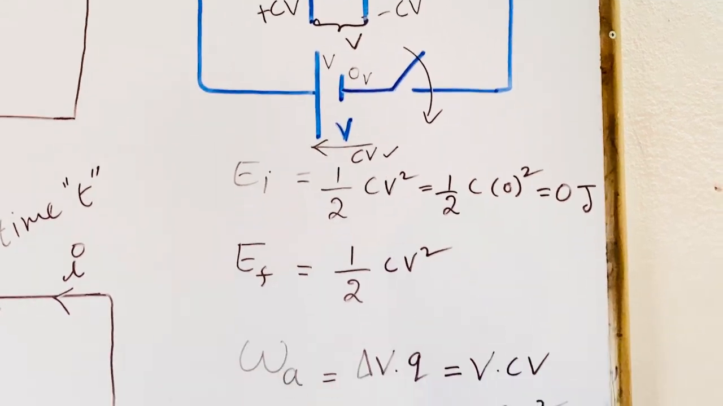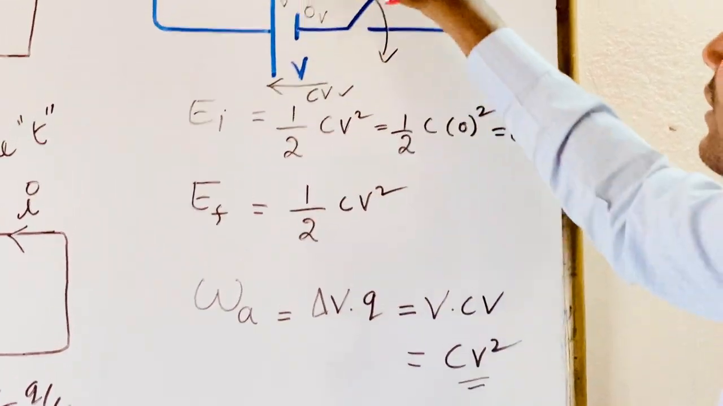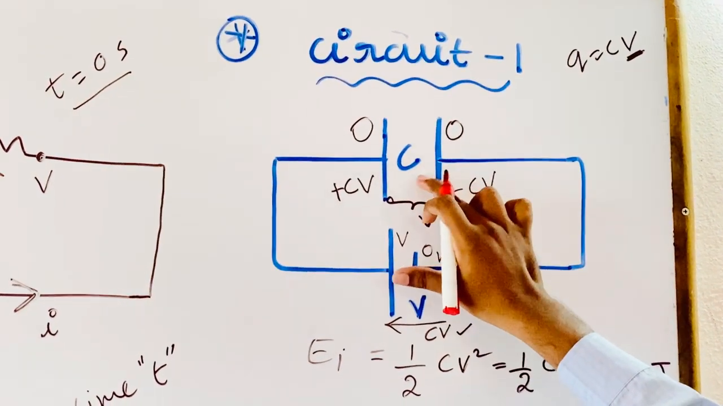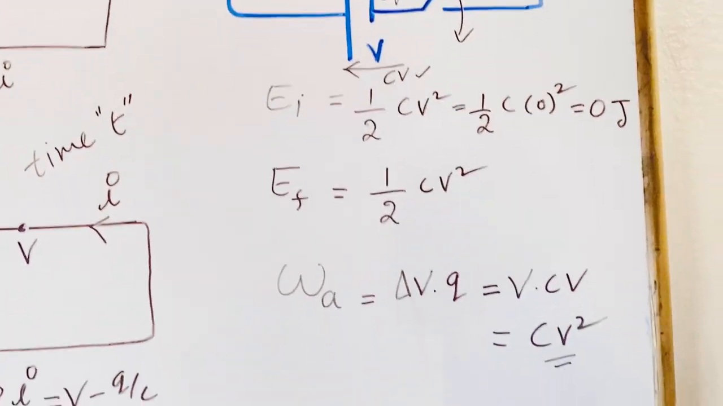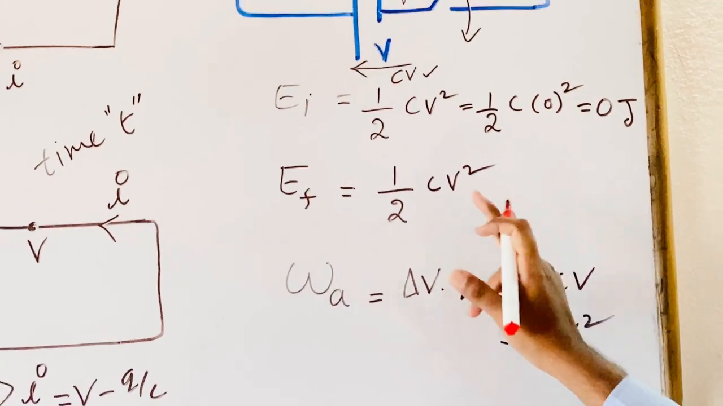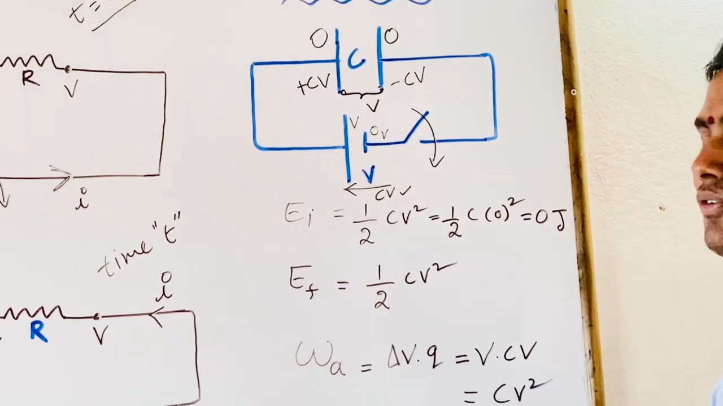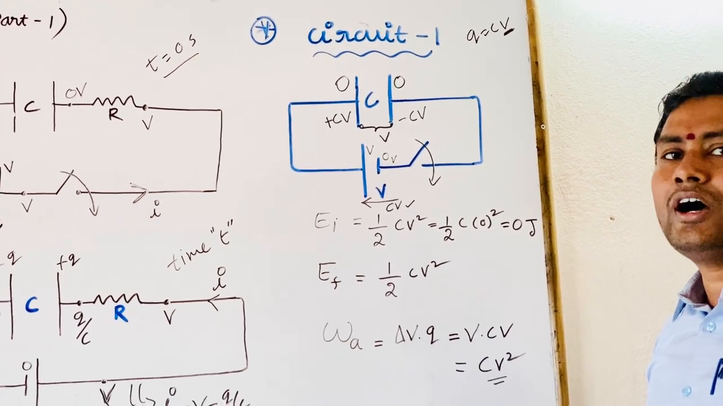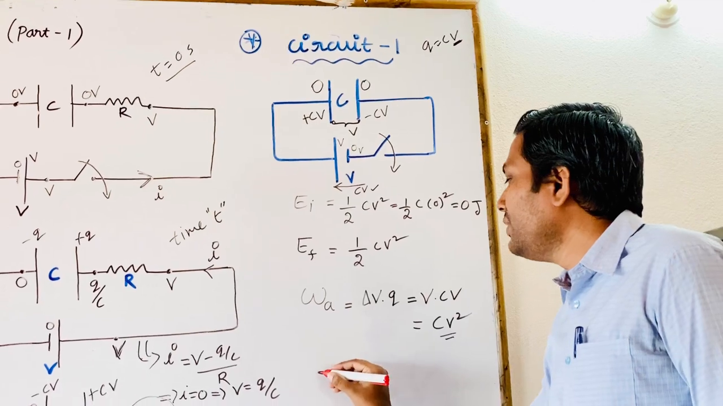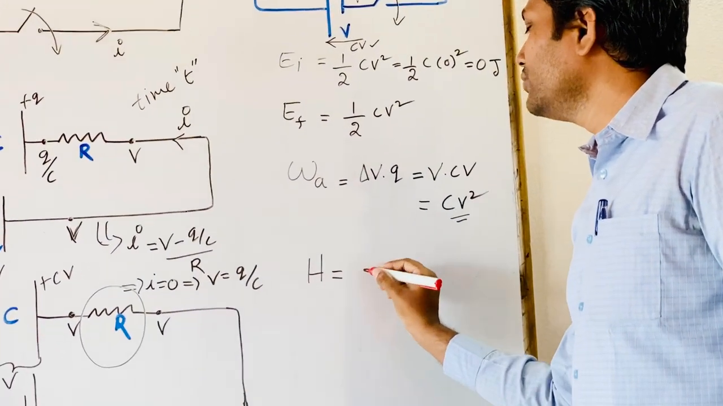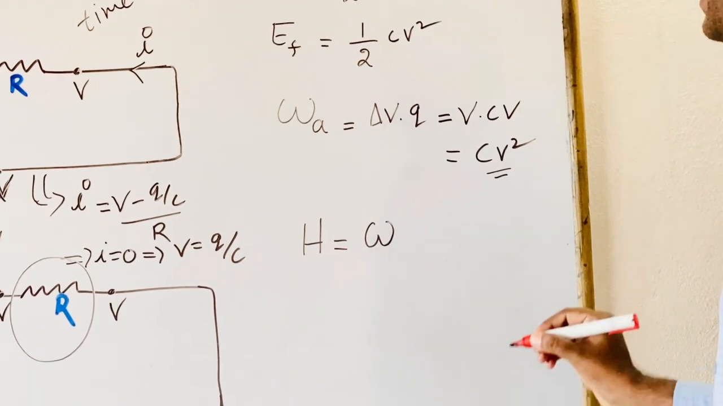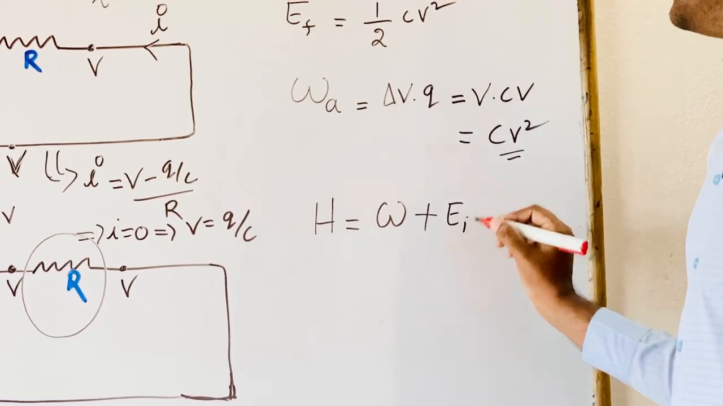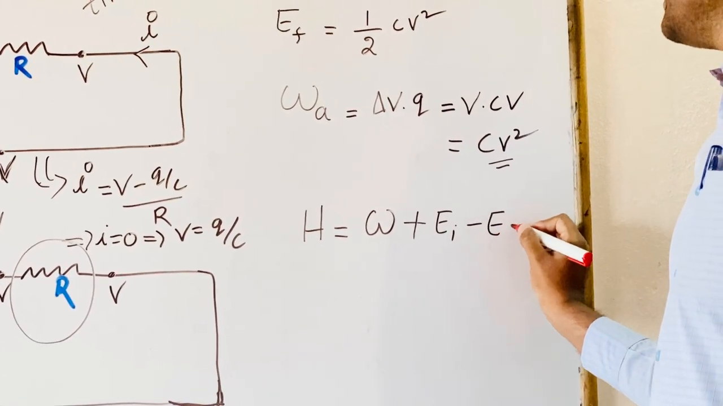But out of that CV square, only half CV square you are seeing stored in the form of electrostatic potential energy between the plates of the capacitor. Now where is the remaining half CV square? The remaining half CV square we are seeing in the form of heat energy. That heat energy can now be calculated. H is equal to the total energy supplied by the battery, plus the initial energy, that is EI, minus EF.